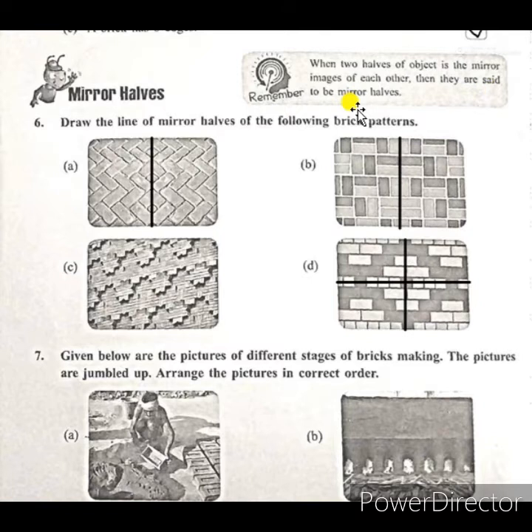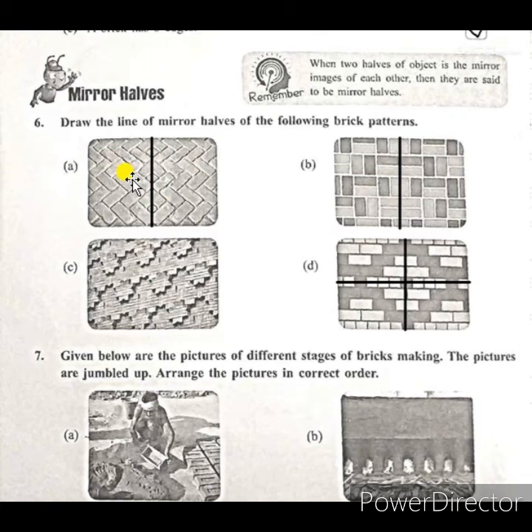So that means take any picture or any object, we cut it or divide it or draw a line from the middle of that figure. If both the sides are looking the same, or both the parts look the same without any difference, then we can say that that figure is a mirror half. Here we have given 4 figures, questions A, B, C and D. We have to draw a line of mirror halves of the following brick patterns.